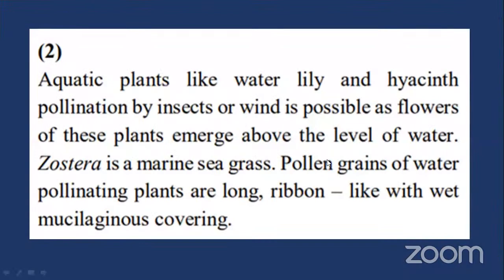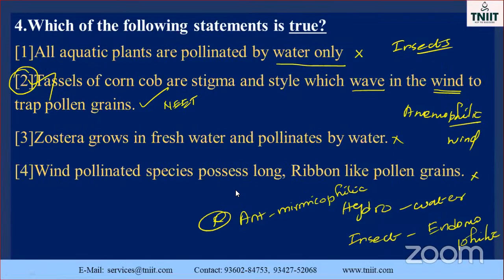The aquatic plants like water lily and water hyacinth are pollinated by insects. That's why I told you water lily and water hyacinth. Wind pollination is possible as flowers of these plants emerge above the level of water. Zostera is a marine sea grass; pollen grains of water pollinated plants are long ribbon-like with a mucilaginous covering. So the second option is the correct answer.